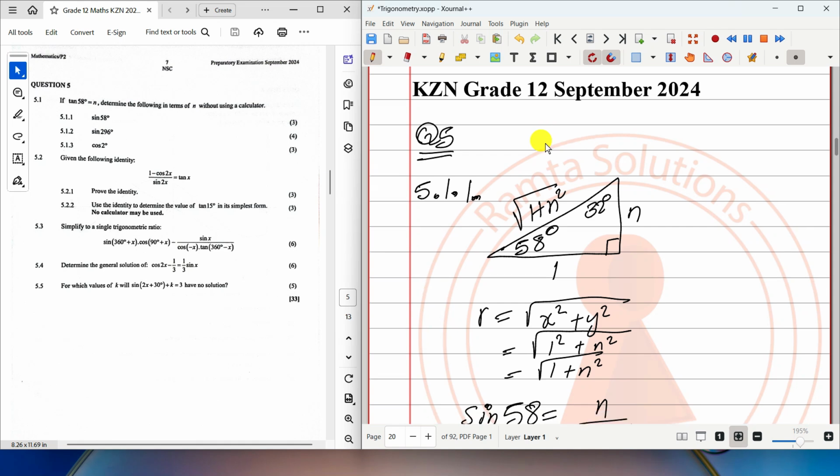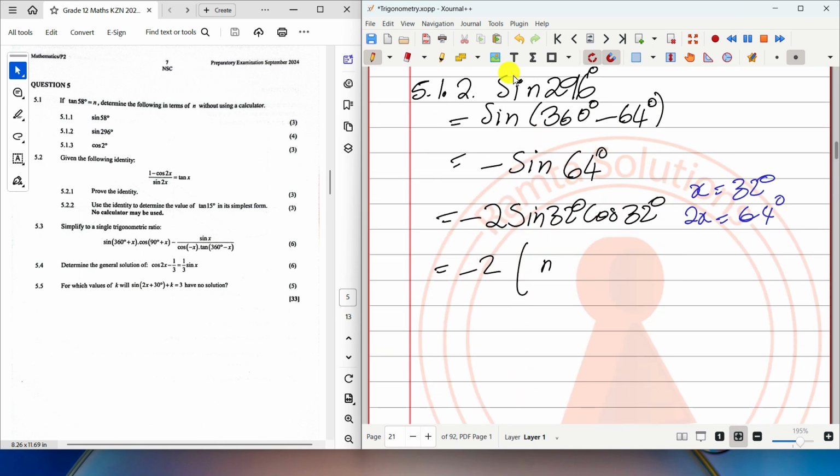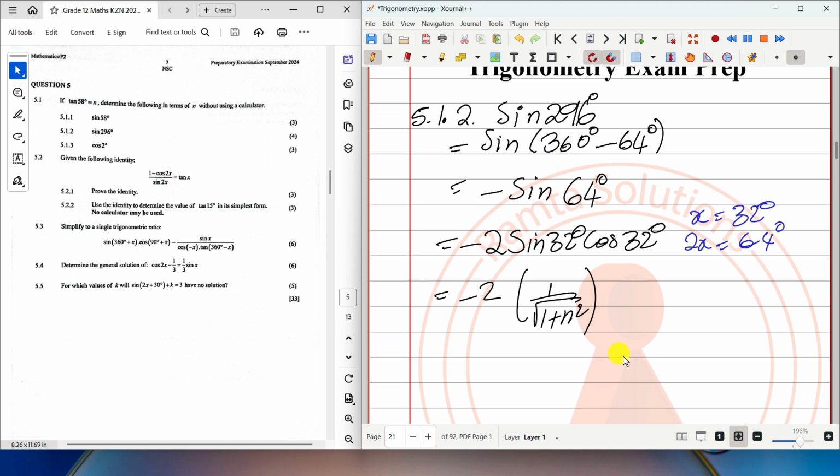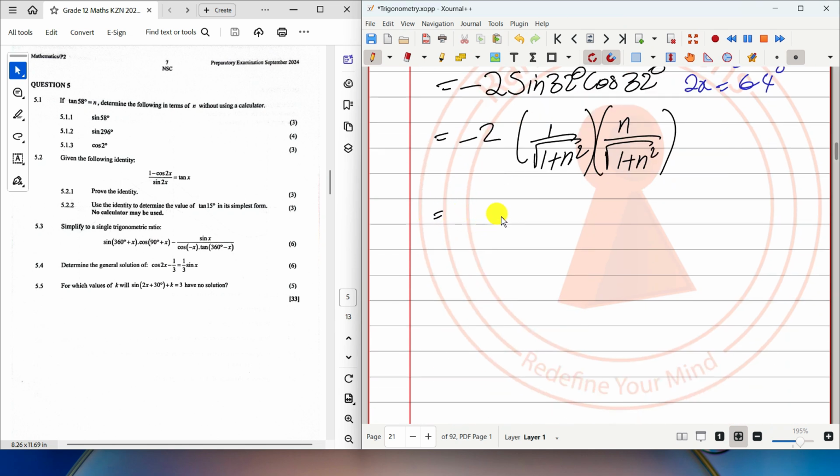Okay, sine 32 is 1 over the square root of 1 plus n squared. It's not n, it's 1 over. So it's 1 over the square root of 1 plus n squared. What is cos 32? It is the one that is n over the square root of 1 plus n squared, isn't it? Now what do we have? We have negative 2n over 1 plus n squared.